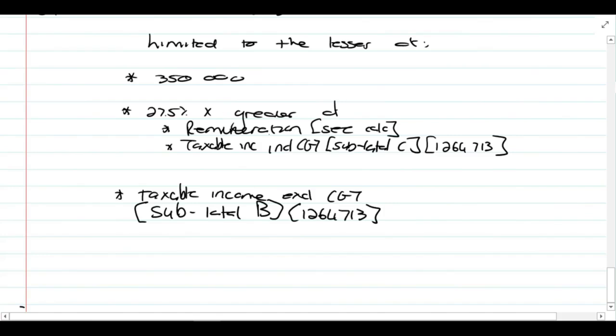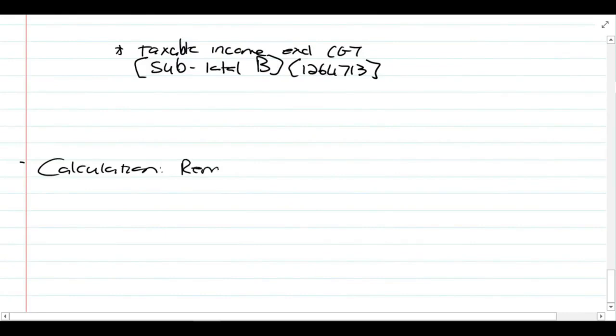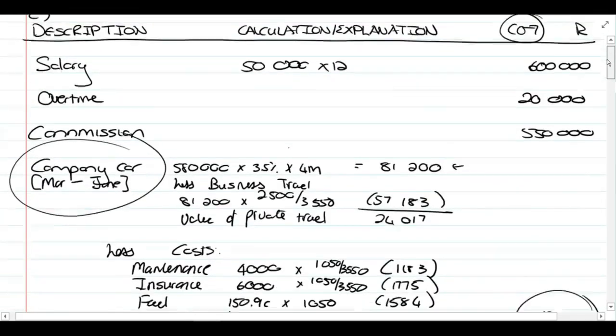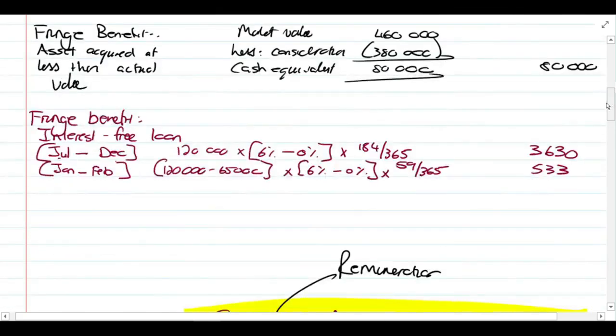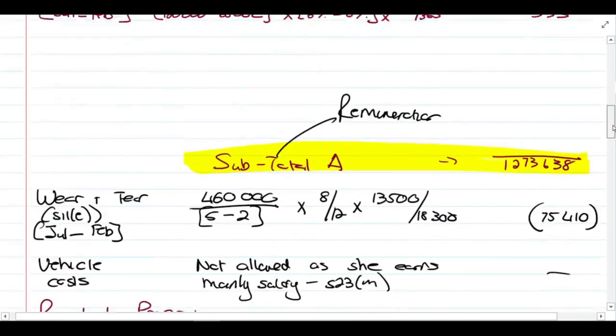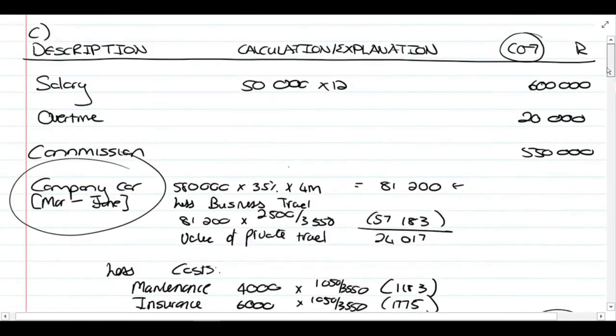Okay, so we have to calculate that remuneration. So let's do our remuneration calculation. Now we've done a lot of the work already to calculate remuneration. And again, guys, here you can do it in any way that you want. But if you use subtotals like we have earlier, then it becomes a little bit easier. So let's go and look at our subtotal. So subtotal A, where is it? Right, subtotal A includes all of these amounts, that 1,273,638. That is our subtotal A.